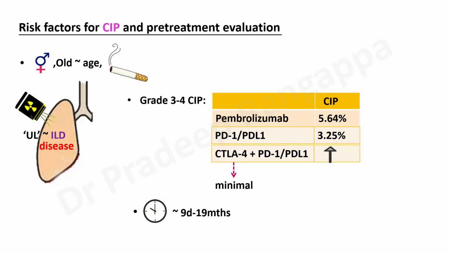And the duration of onset, I said it can occur from the induction up to 1 year. So 9 days to 19 months, anytime the side effects can occur. But the median duration when the pneumonitis is found to happen is 2.8 months. So that is the time frame when the pneumonitis tends to occur.